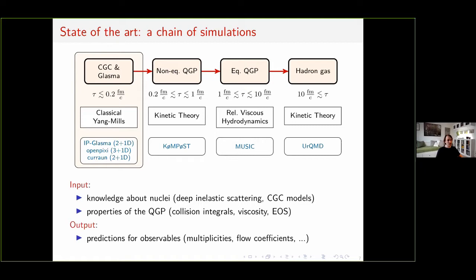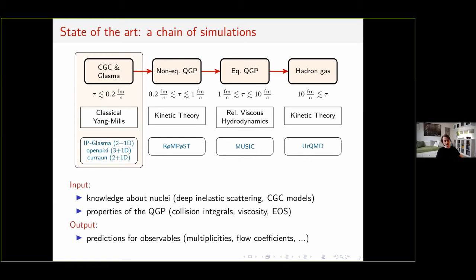And then once the quark-gluon plasma has expanded and cooled down, quarks and gluons again form hadrons, and then you again have a kinetic theory description and some final interactions before the complete freeze out of the hadron gas. The way to view this maybe is that apart from the model formulations that we have here, we want to put in all our knowledge about nuclei. So for instance, what we know from deep inelastic scattering, that's the way we build CGC models, and also of course the properties of the QGP. So for instance, the collision integrals that show up in kinetic theory, viscosity coefficients, the equation of state and so on. And the output of this chain of simulations should be observables that can be compared to the experiment, for instance, the particle multiplicities, flow coefficients, and so on. And in this talk, I'm of course only going to focus on the CGC and the Glasma, so really the first instances of the collision and the collision itself.